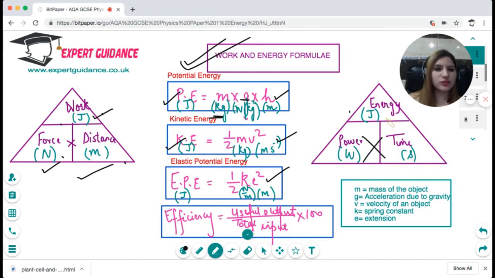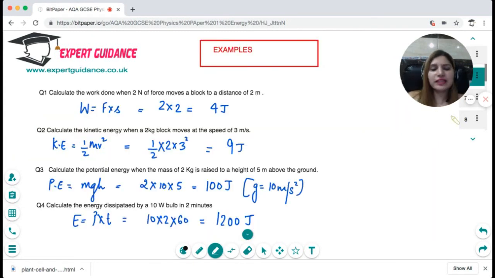Energy has to be in joules, power has to be in watts, time has to be in seconds, and efficiency is useful output divided by total input times 100. You should know how to use these formulas. Now let's take an example.